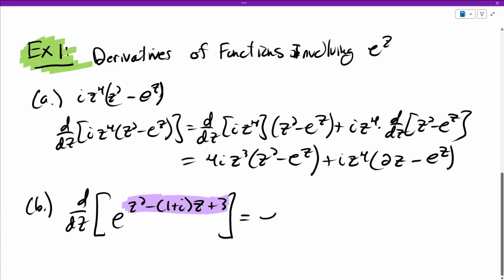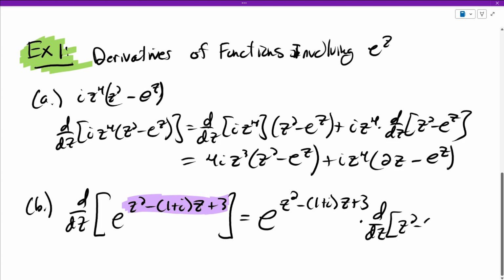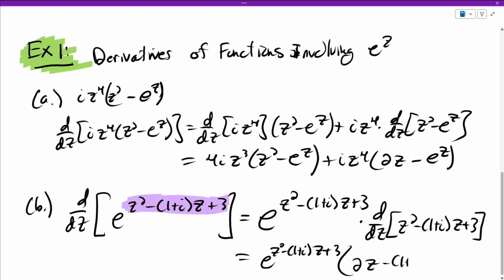So if we differentiate it like normal, it would be e to the lavender. And then you remove the lavender and you say, hey, that's not just z, that's z squared minus 1 plus iz plus 3. So you differentiate what you had covered up with the lavender and multiply that with what you have. All right, so that's e to the z squared minus 1 plus iz plus 3, and then times 2z minus 1 plus i. And there we go.